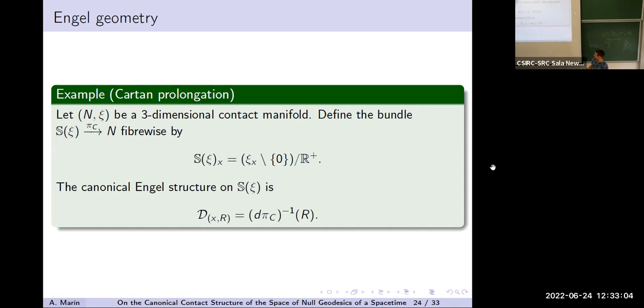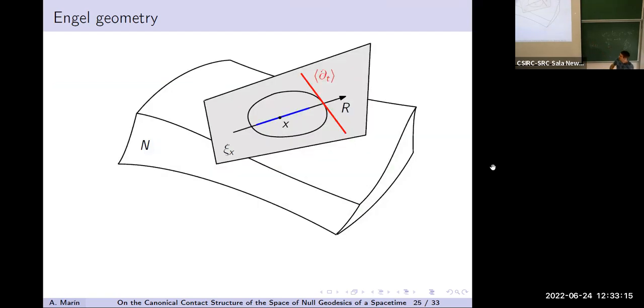The fact that this is going to be Engel is very related to the fact that this is a contact structure. So the Engel axioms are realized by the fact that this is a contact structure. Again, this is the picture. So I have N, my 3-dimensional contact manifold. I have my point x and the contact plane, and then for a point (x, r) in here, I just lift up the line r, so the plane is going to be given by 2 directions again. One, the direction tangent to the fiber, and also the direction of r itself.